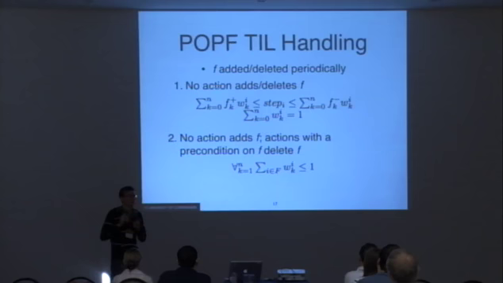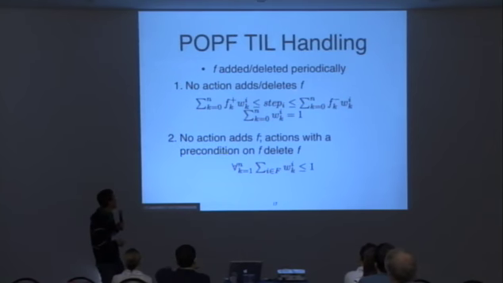So what do we do? Let's say you have a fact that is added and deleted periodically by TILs. In the first case, if no action adds or deletes F, we can add the following constraints where step I is a continuous variable telling us what layer of the plan we should use this fact in. This is where the fact becomes true. This is where the fact becomes false. These are coefficients. WIK is a binary variable indicating essentially whether we're using that window with that fact. And then we just have a mutual exclusion constraint so that we only accept one window for the fact. You don't want to use multiple.